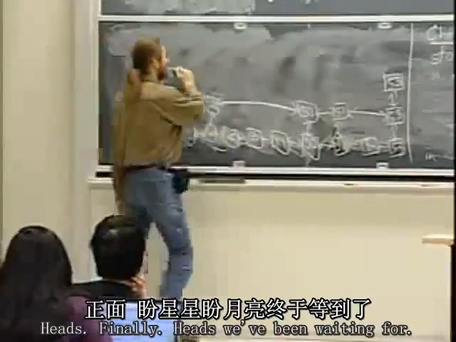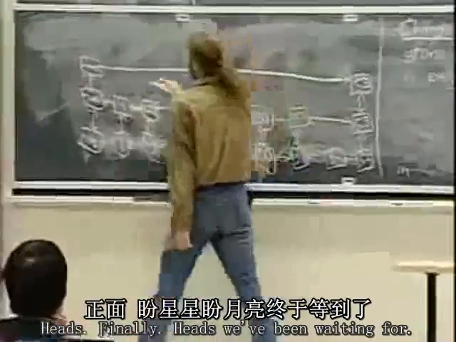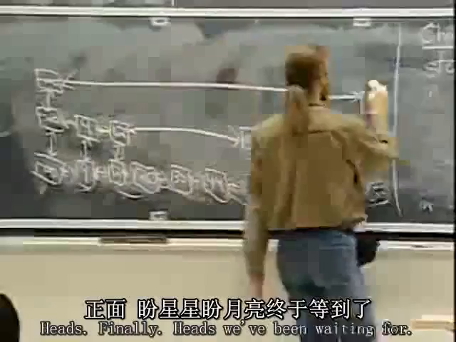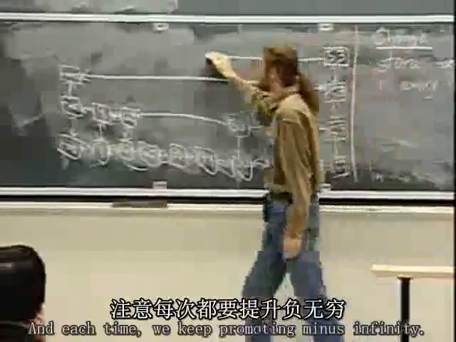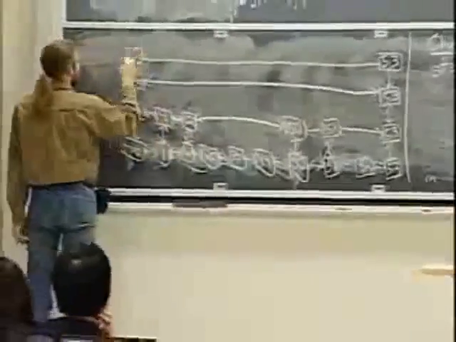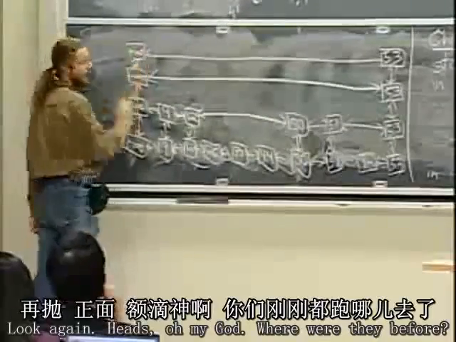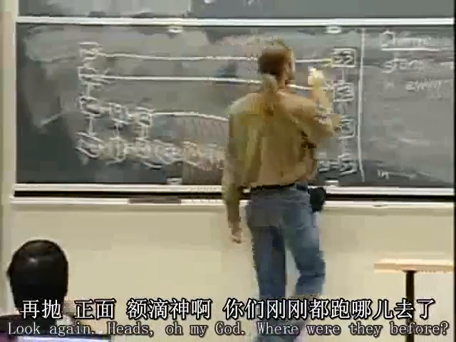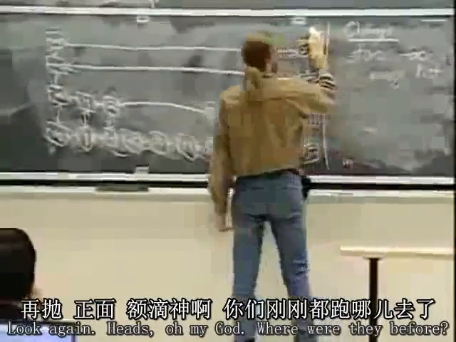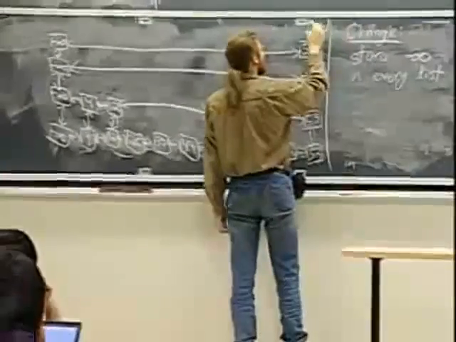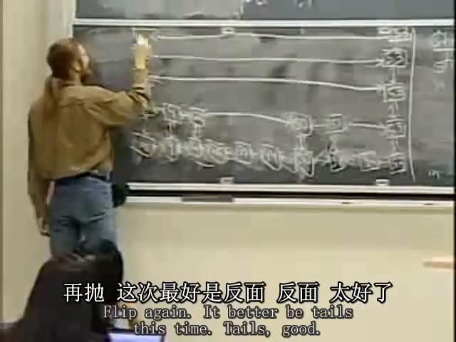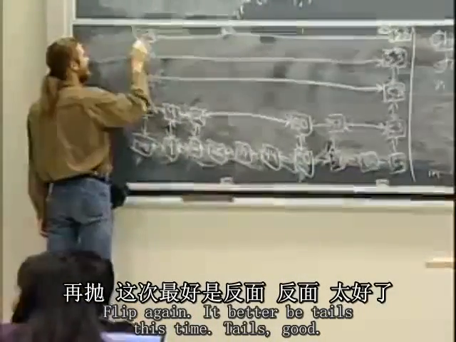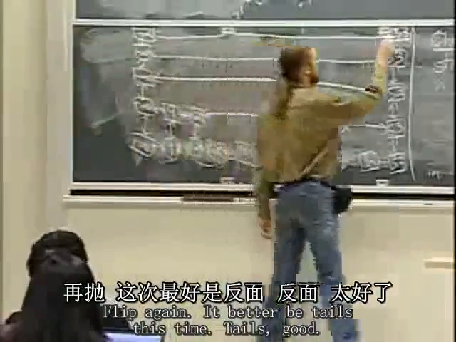Heads. Finally. Heads we've been waiting for. If you flip 3 heads in a row, you go up 3 levels. And each time we keep promoting minus infinity. Flip again. Heads. Oh my God. Where were they before? Flip again. It better be tails this time. Tails. Good. Okay, you get the idea.